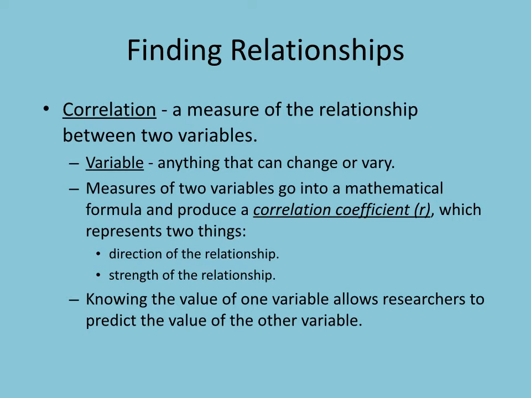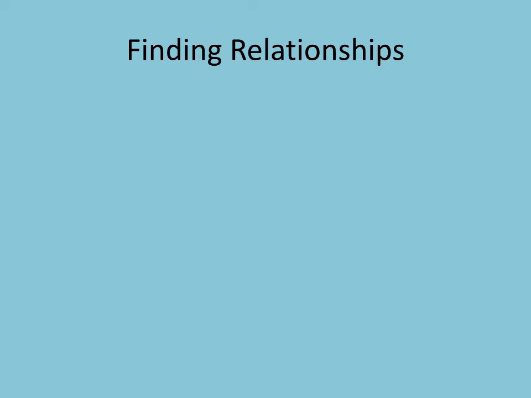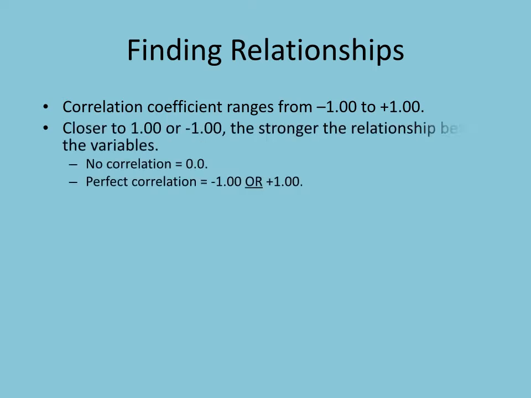When we talk about research, we have to know if there's a cause-effect relationship, and that's what correlations are. Does one thing cause another thing to occur? If it does or if it doesn't. Now, knowing one variable allows researchers to predict the value of the other variable. Okay? Now, finding relationships. Now, correlational coefficients vary from -1 to +1. Now, the closer to 1 or -1 means the stronger the relationship is.